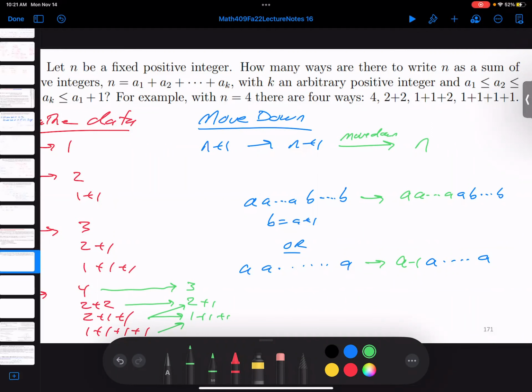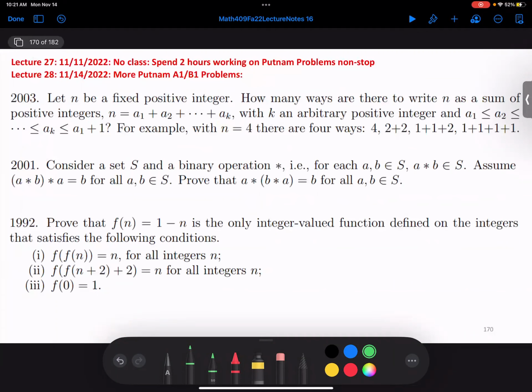Okay. Anything else from any of the problems here? So the other ones we hadn't done is this new operation star, and then 1992, this function f of n is 1 minus n, so it's the only function satisfying these 3. Nobody has a preference, I would choose 92. I want to see 2001 actually. Okay. All right, can you do 2001? No. Has anyone tried 2001? All right, so let's do 92 first, because 92 I think is easier, and then see if we can use the ideas from 92 to do 2001.